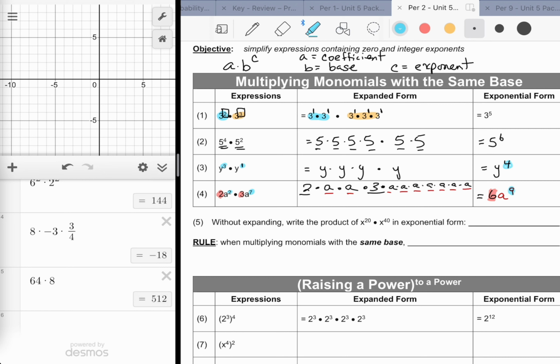So for number 5, it really is just a matter of taking that 20, adding to it the 40, and you get x to the 60th. All right, so when multiplying monomials with the same base, you just add the exponents. Keep the base, add the exponents.